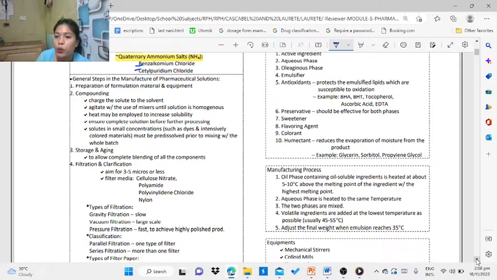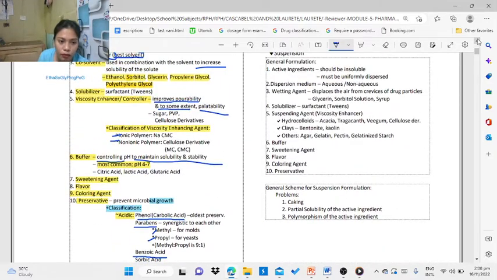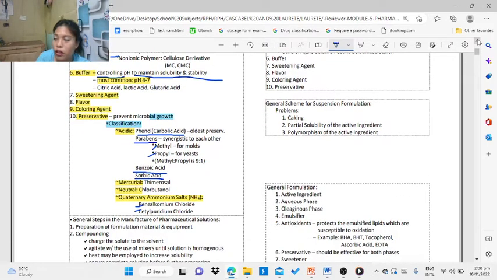For the solutions, we have ten ingredients that we need in our solution: the active ingredients, the solvent, the co-solvents, the solubilizer, the viscosity enhancer or controller, the buffer, sweetening agent, the colorants, the flavoring agent, and the preservative. Now let's go.